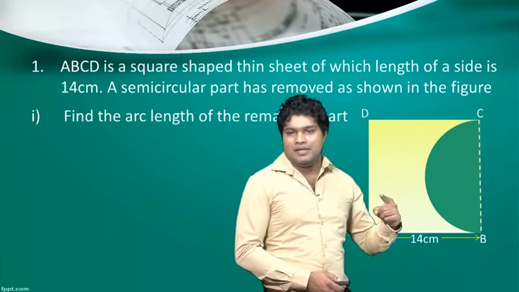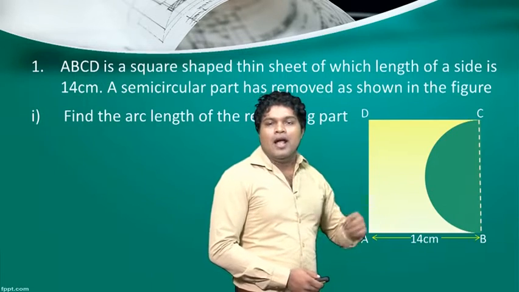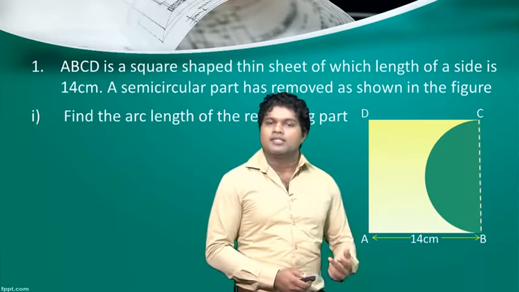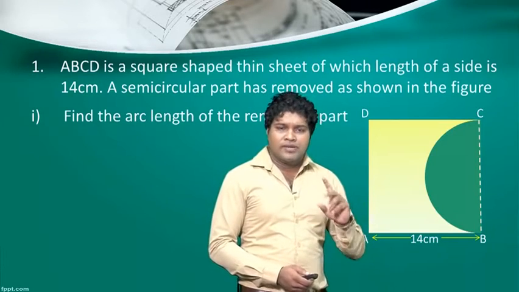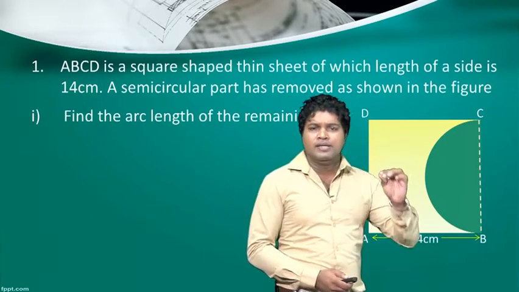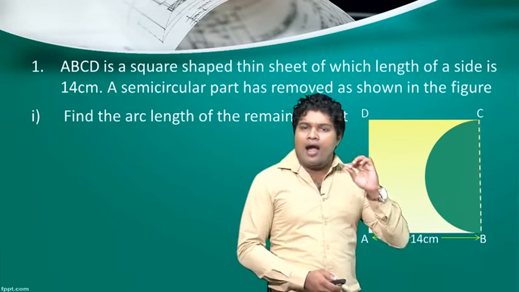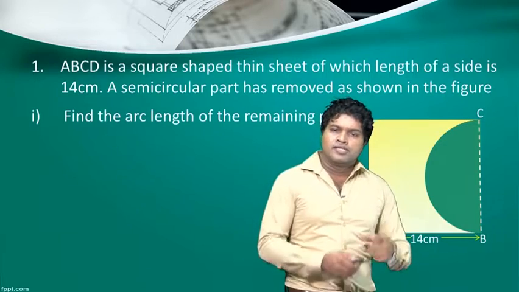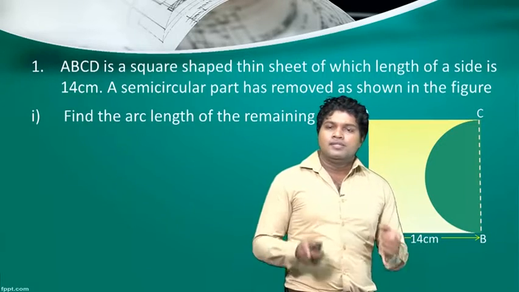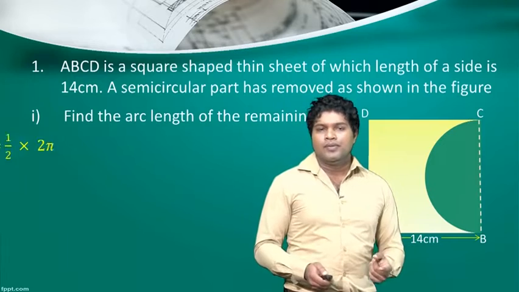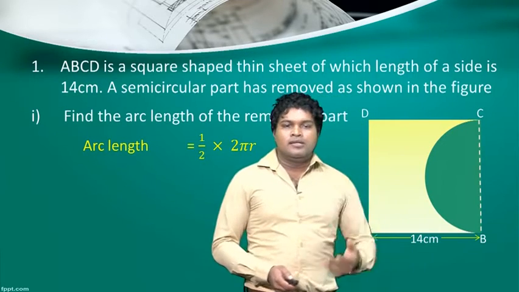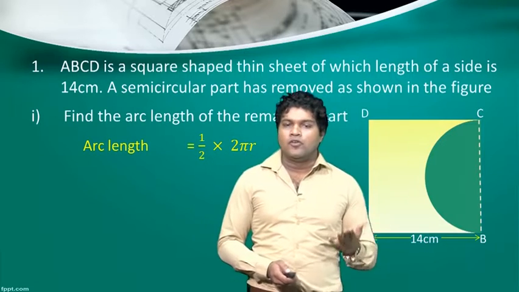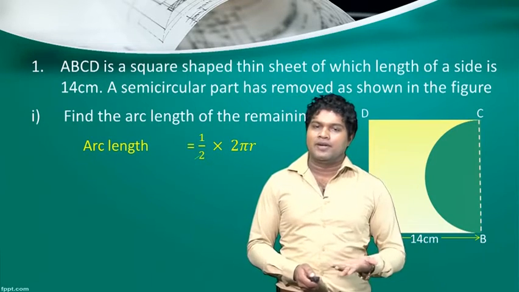It's a semicircle. Then how to find the length of a semicircle? You know it's half of 2 pi r. But I think first of all you must decide the radius of the relevant arc. According to the square shape, you can see the radius is 7 centimeters. So the arc length is half into 2 pi r.